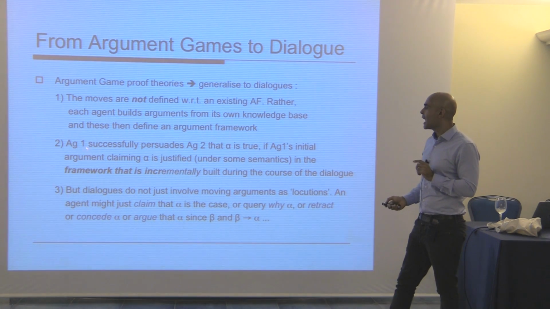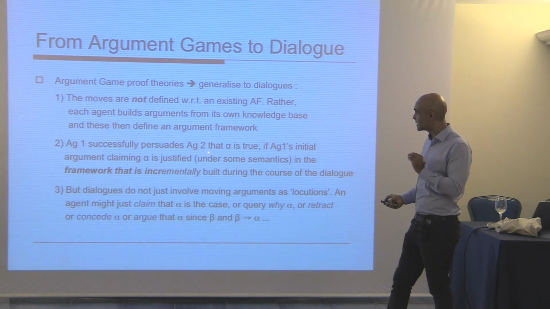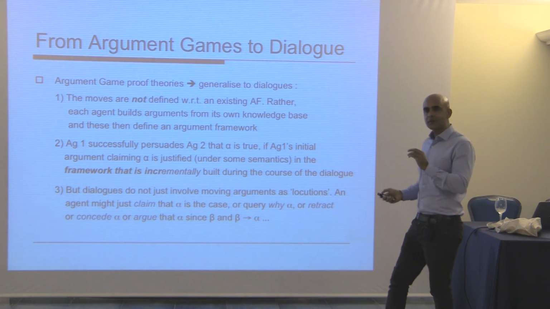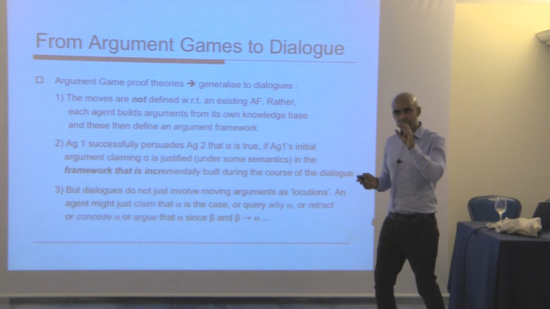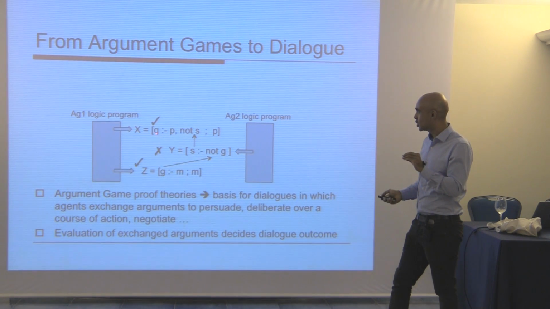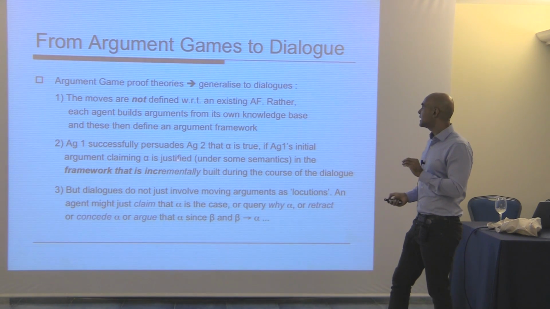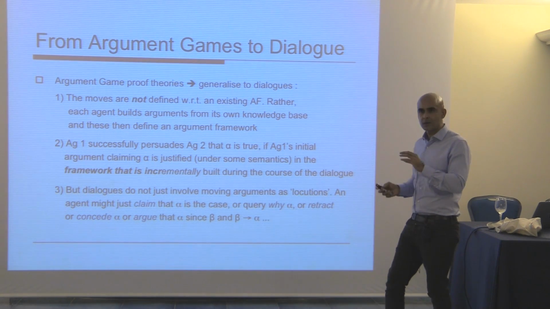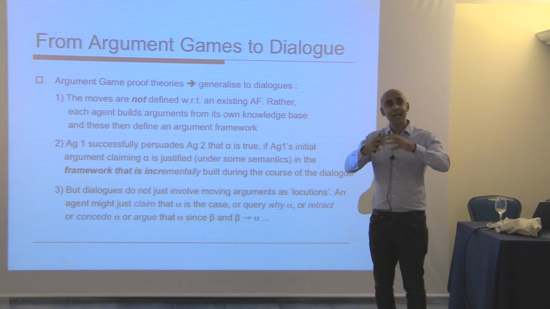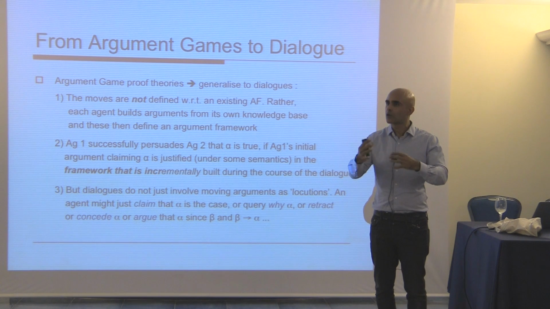So Agent 1 successfully persuades Agent 2 that alpha is true if the initial argument that Agent 1 moves, just like X here for Q, is a justified argument in the framework that's incrementally constructed via the process of moving argument and counter-argument.